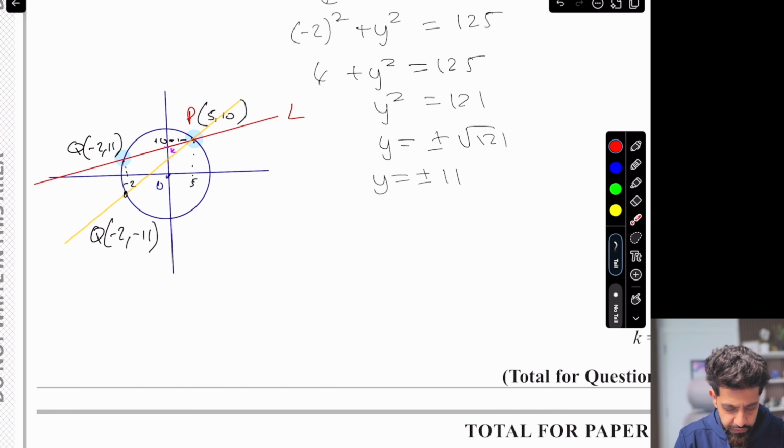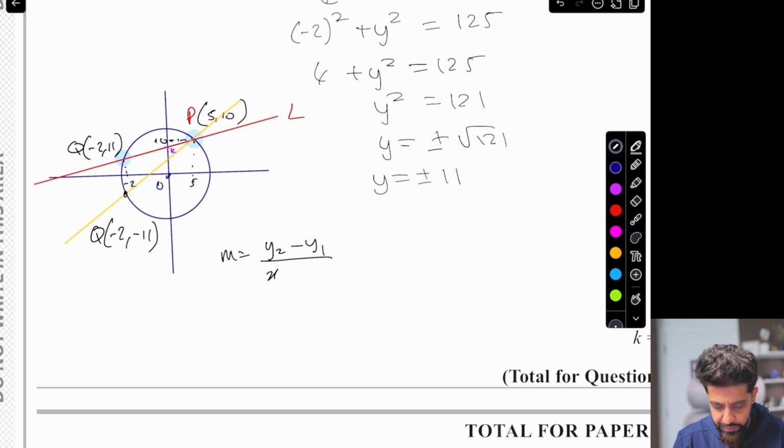So if we start off by finding the gradient between the points, if it was the positive y coordinate for Q. Let's see what happens. Gradient is (y2 minus y1) divided by (x2 minus x1). So this is one version. We're going to do 10 minus 11 divided by 5 minus 2. 10 minus 11 is minus 1, over 3, that is minus a third.